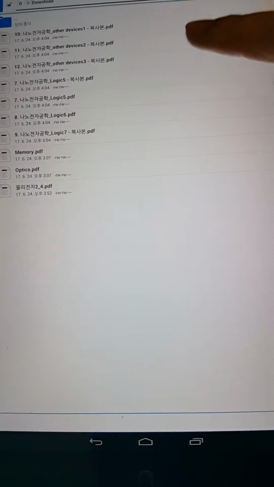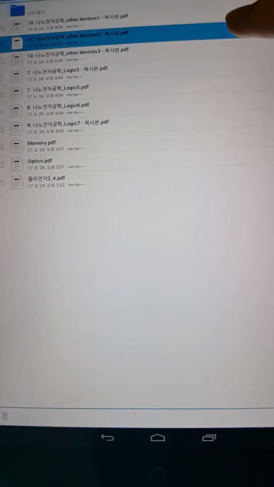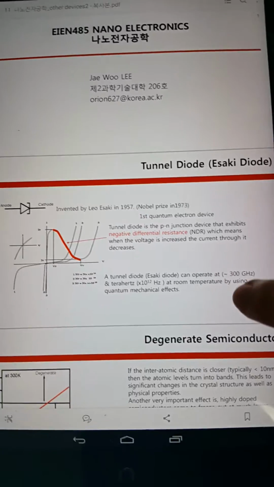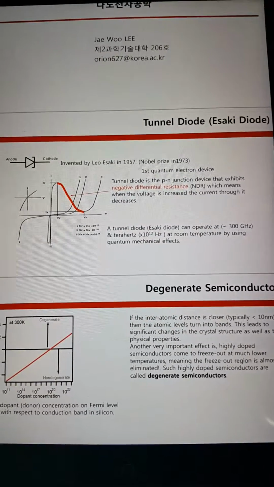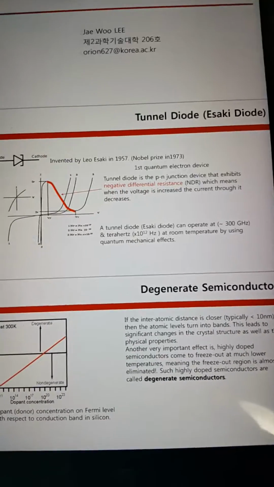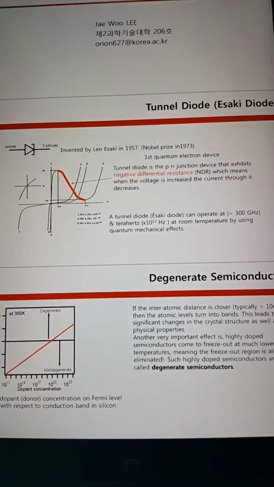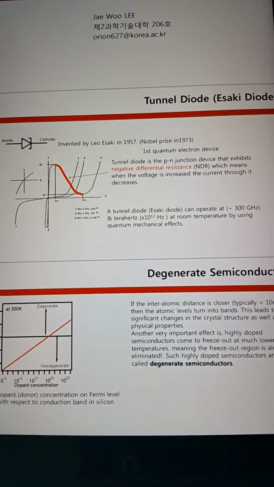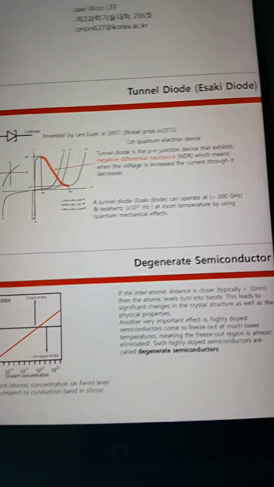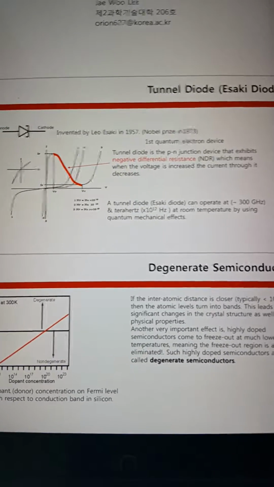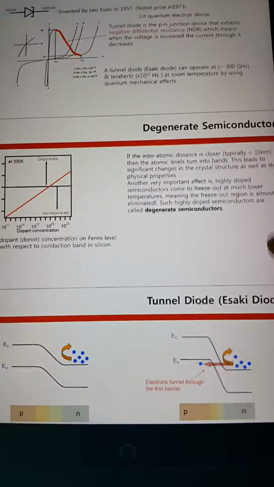And we learn about nanoelectronics, the tunnel diode. Tunnel diode is equal to the Esaki diode. Esaki diode has negative differential resistance, NDR, which means when the voltage is increased, the current through it decreases.